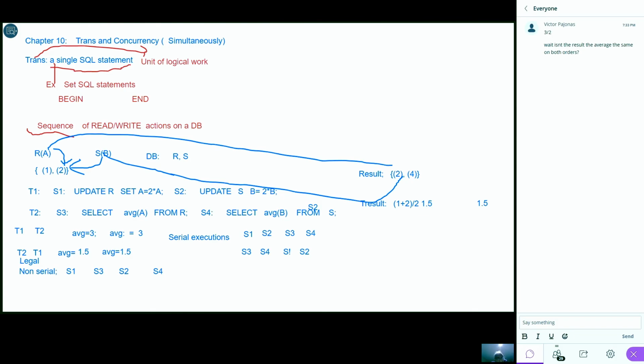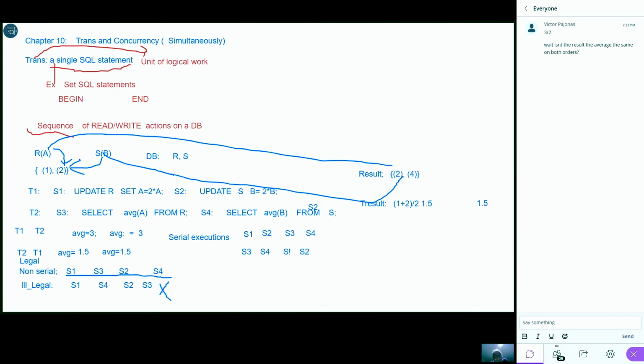Let me just explain to you why it's illegal. Okay, the first transaction has steps S1 and S2 actions. The next one has S3 and S4. Okay, so S1 and S2 are following in sequence, but S3 and S4 are not. S4 is first, S3 is next. Therefore, this schedule is illegal. Okay, but this schedule here is legal. We can show many other schedules which will be legal too.